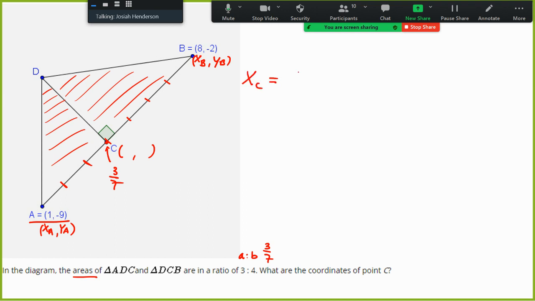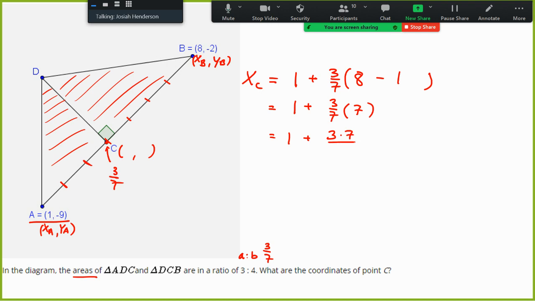Okay, so x of C, this is x of A. We always start from the lower one or from the left one, basically, from the A, and move rightwards. That's why the formulas are set up that way. So you start with x of A, which is 1, plus the fraction 3/7 times xb minus xa, so 8 minus 1. Eight minus 1 is 7. Multiply the whole number to the fraction, and lucky us, the 7s cancel. 7 over 7.